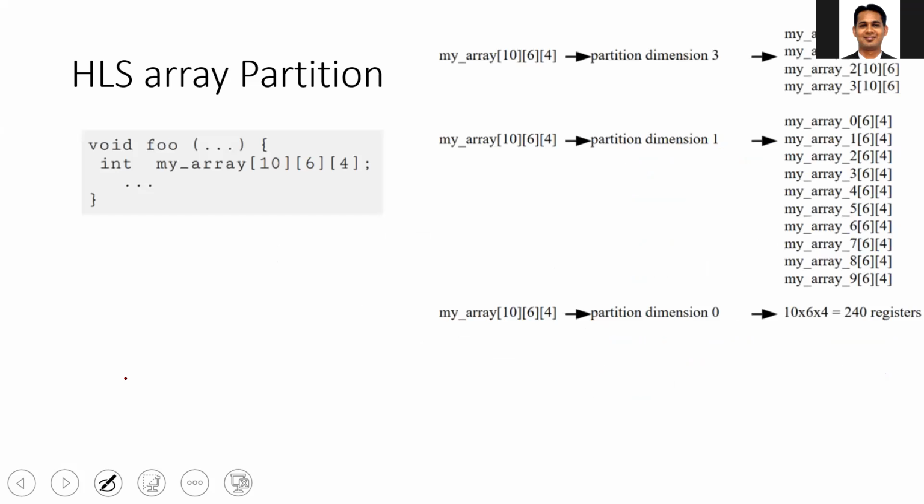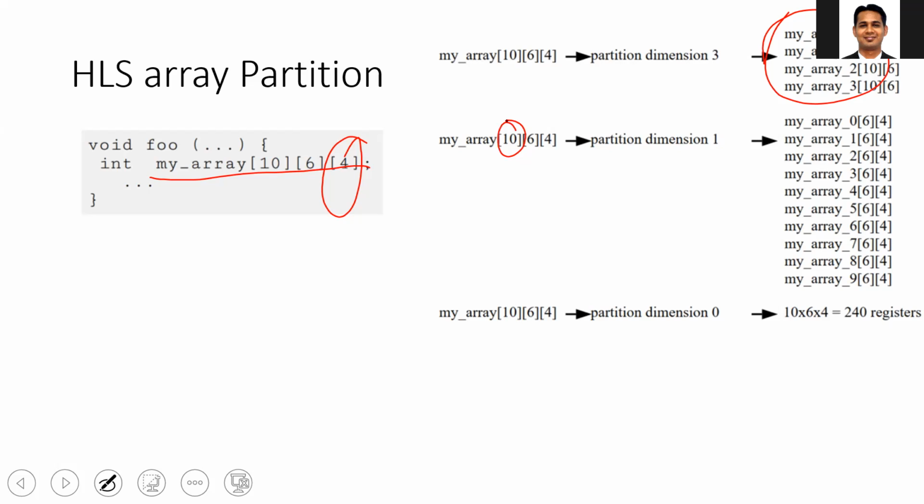Okay, so next is the dimension. For example, if you have a three-dimensional array of dimension 10, 6, 4, I can do the partitioning on each of the dimensions. For example, if I do the partitioning on this dimension, that means I will have 4 two-dimensional arrays of 10 cross 6. If I do it on dimension 1, that means this one, I'll have 10 2D arrays of size 6 cross 4.